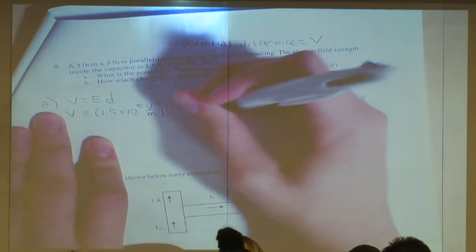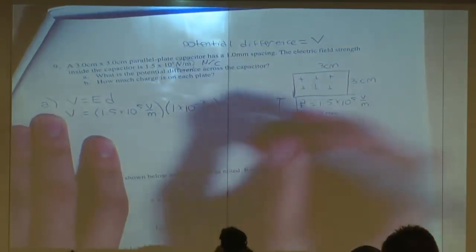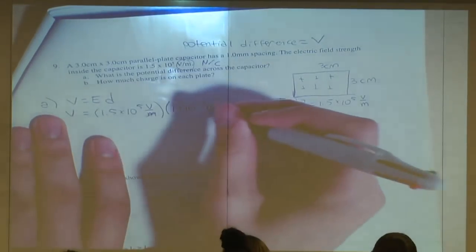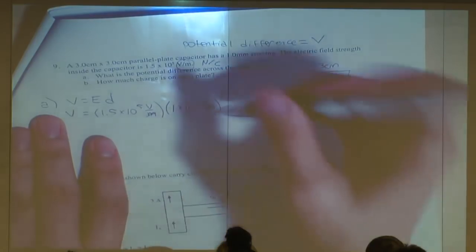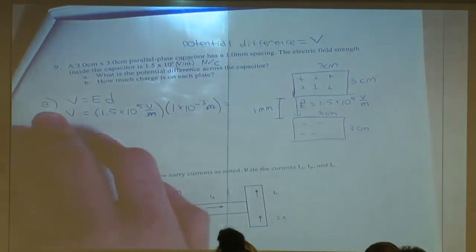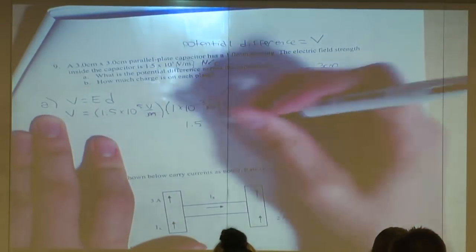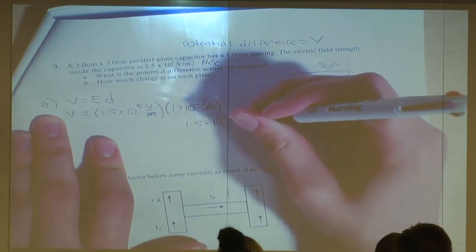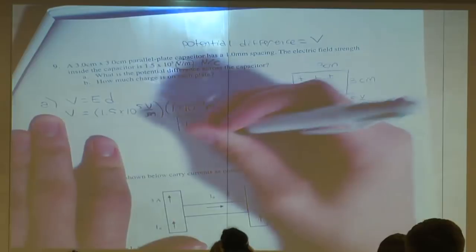1 times 10 to the negative third meters. And if you notice, the meters end up canceling out, so that's how you know that you're doing it right. You can do this with pretty much any question, but so you're left with volts, and that's what we want. Okay, so when I did this, I got 1.5 times 10 squared volts, which is basically just 150 volts. I'm not sure why I wrote it like that, but that's what this one is.